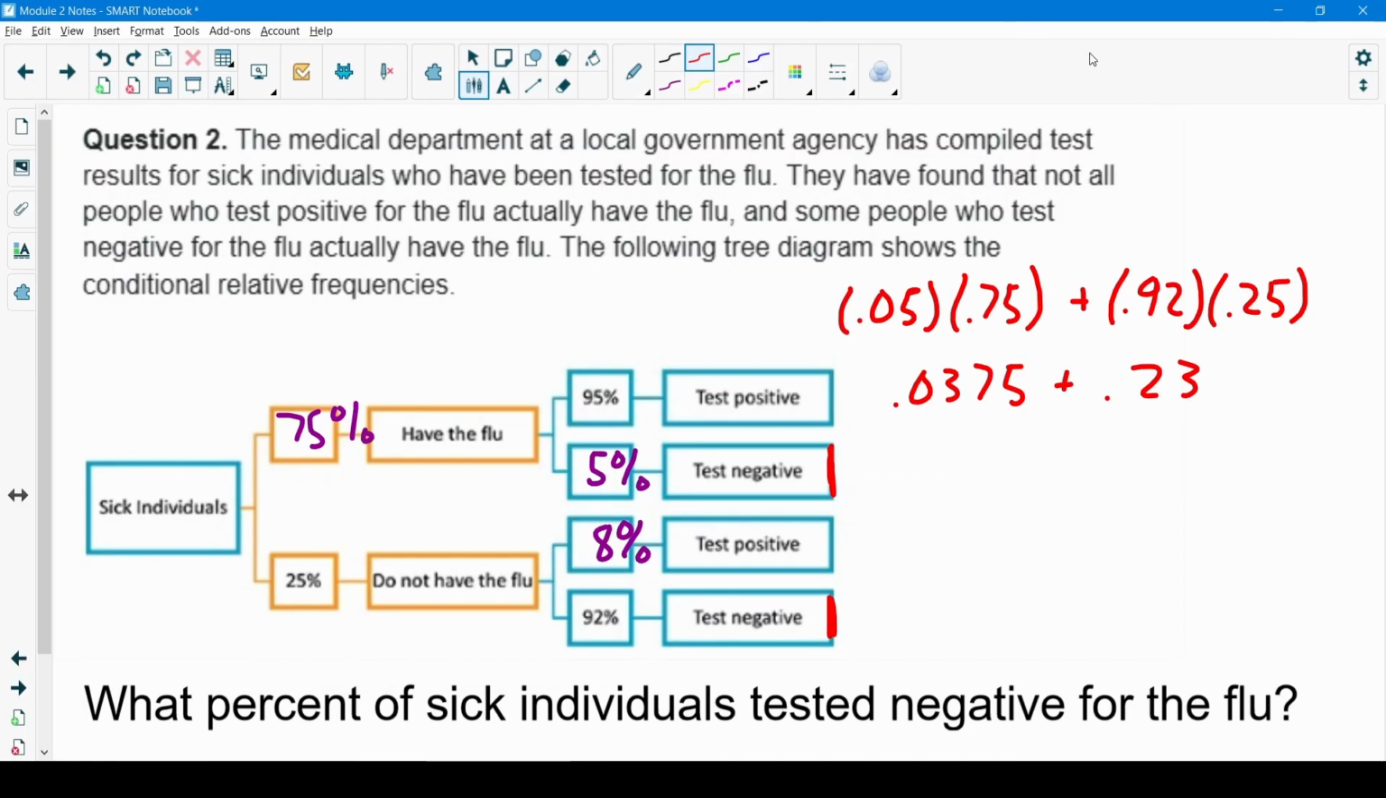And my last step, I'm really just adding these two together. All right, so I'm going to get 0.2. There we go. And my last step, just move that decimal over 2 places. I get 26.75%.